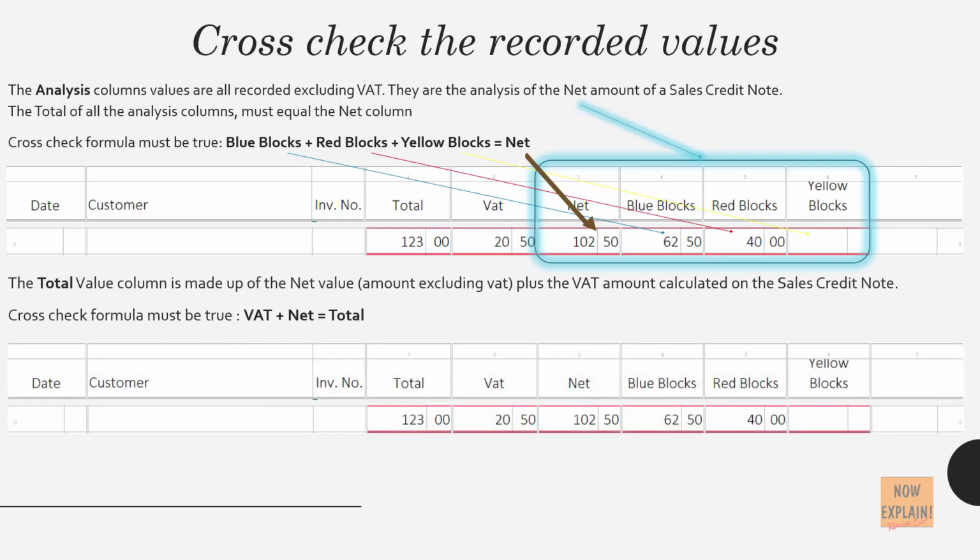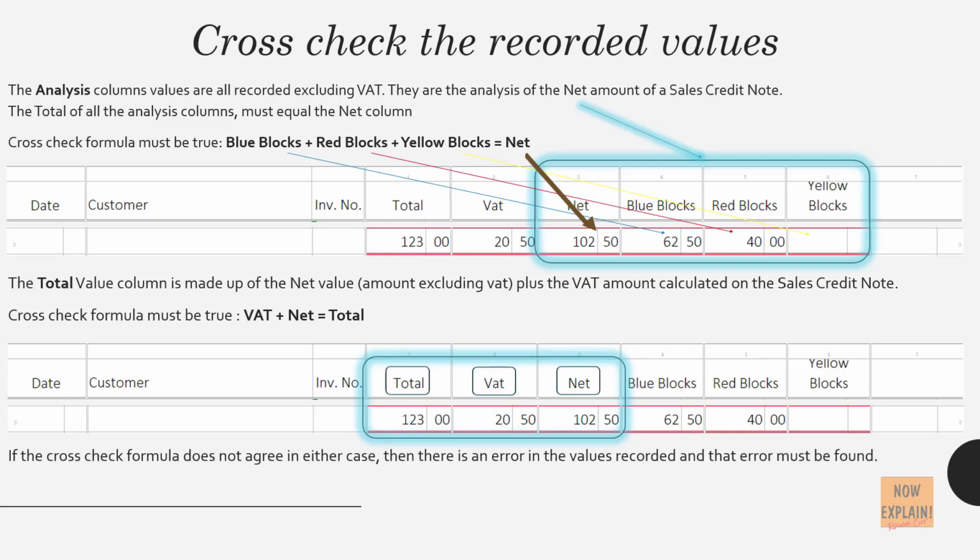The total value column is made up of the net value, the amount excluding VAT, plus the VAT amount calculated on the sales credit note. Cross-check formula must be true: VAT plus net equals total. If the cross-check formula does not agree in either case, then there is an error in the values recorded, and that error must be found.